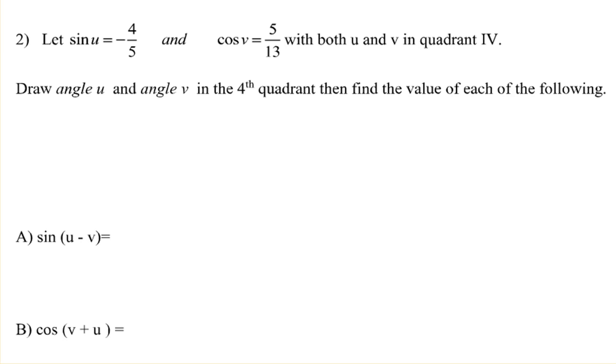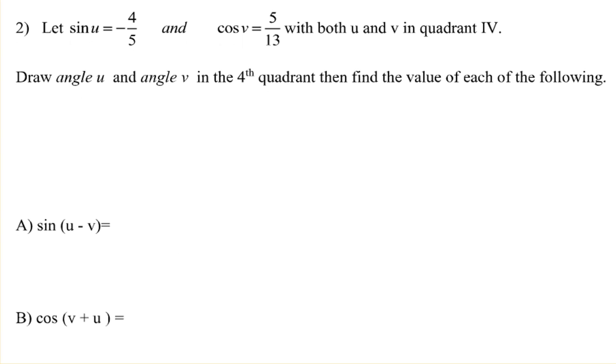So I'm going to do A, and I'm going to ask you to practice it on B. So A says, find the sine of u minus v. Okay, so without reading any directions, I know from the formula, sine of u minus v would be the sine of the first angle, cosine of the second, minus the sine of the second, cosine of the first. I have the formula memorized.